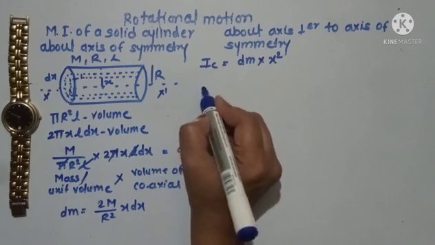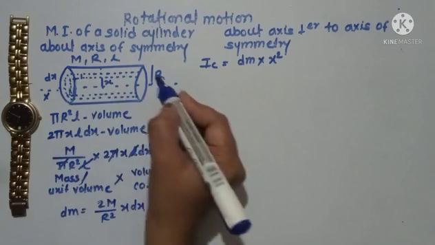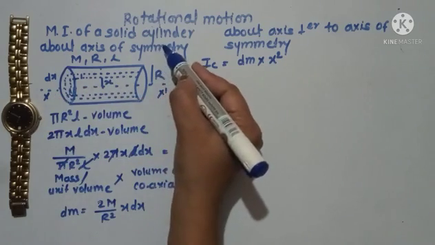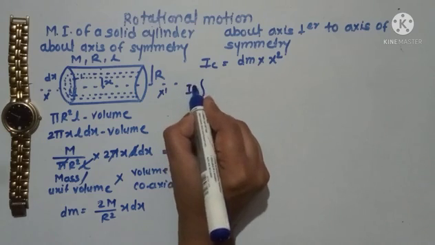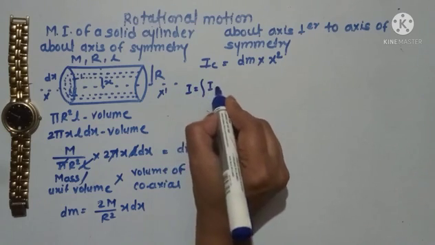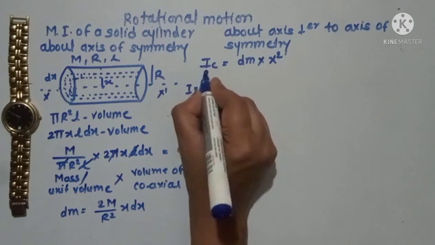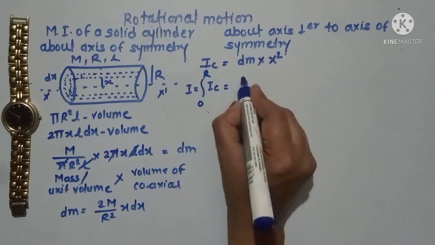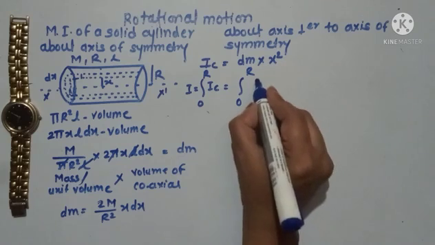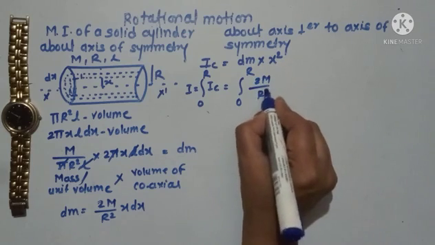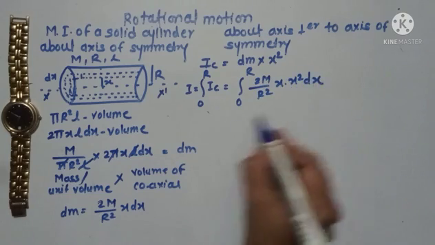So if I take the moment of inertia of all such small coaxial cylinders, then I am going to get the moment of inertia of the solid cylinder about this x dash. Now if I integrate, this will give me the total integration. So I, running from 0 to r, I can write it as the integration from 0 to r, where this dm is nothing but 2m upon r square x, into this x square into dx.